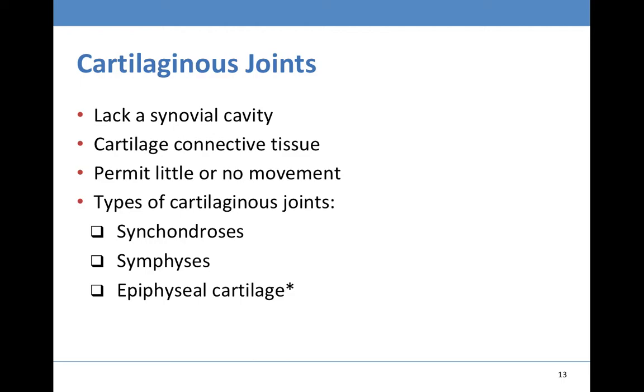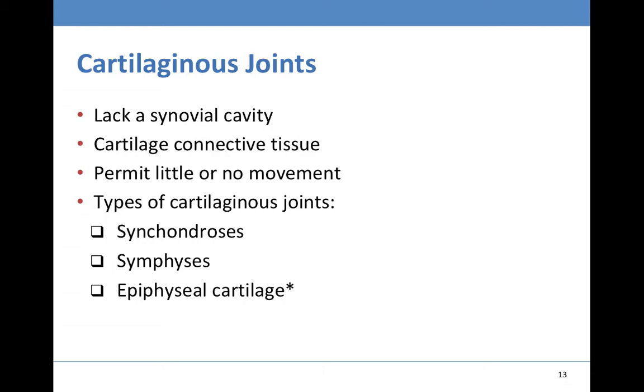And we have three types of cartilaginous joints: the synchondroses, the symphysis, and then we have one that we group into this classification, but it's just a little different. So the synchondroses would be a cartilaginous joint in which the connecting material is going to be hyaline cartilage, and this will not allow any movement. So we have our synarthroses as far as the functional classification goes.